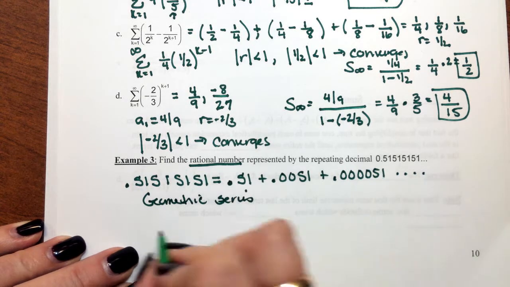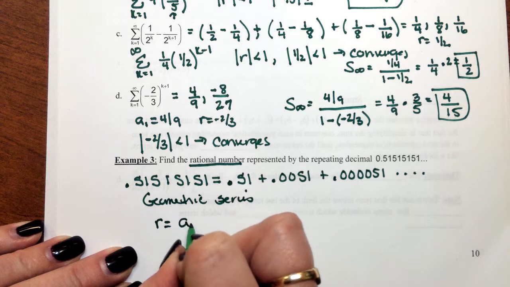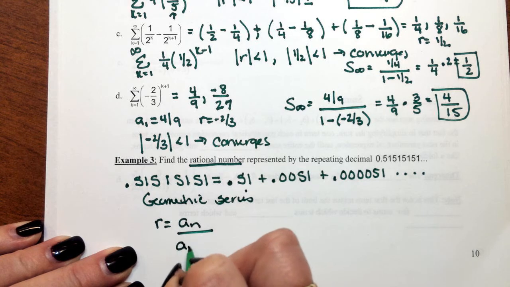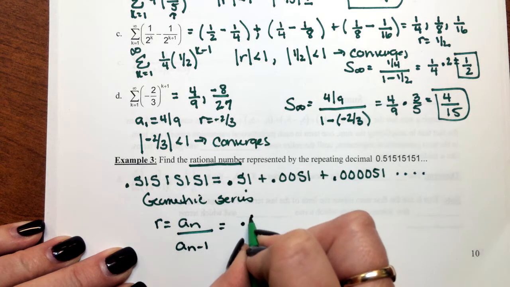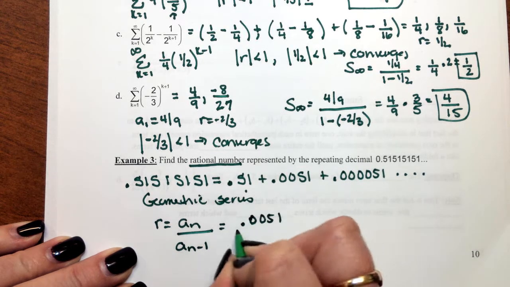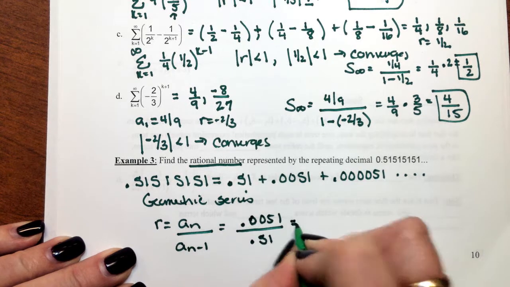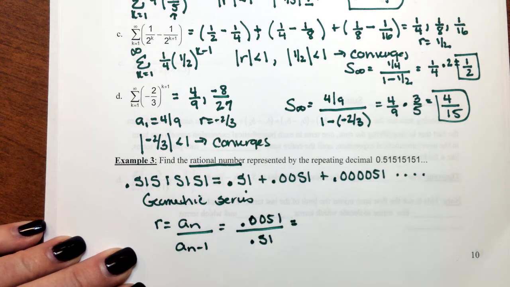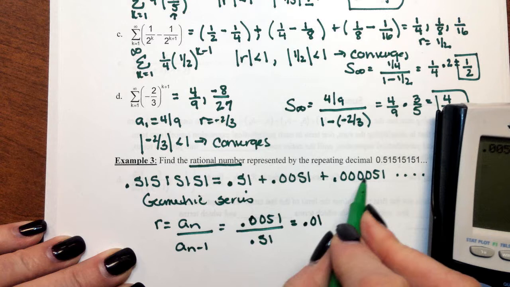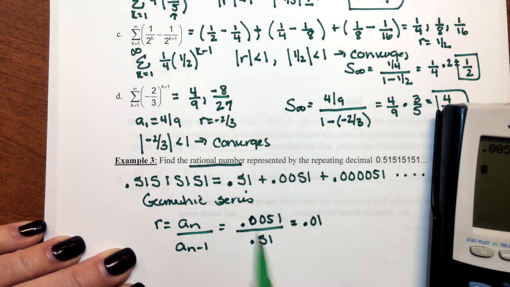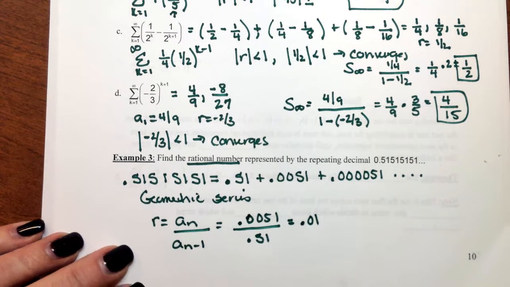Because again, to find the common ratio, you can take a term in the series and divide it by its previous term. So if I take 0.0051 and divide it by 0.51, notice that gives me a common ratio of 0.01. And I could do that with any term in the sequence and divide it by its previous term. So I do have a common ratio.